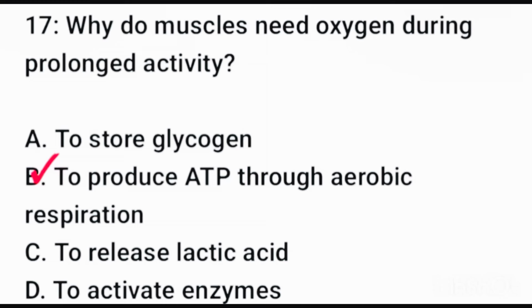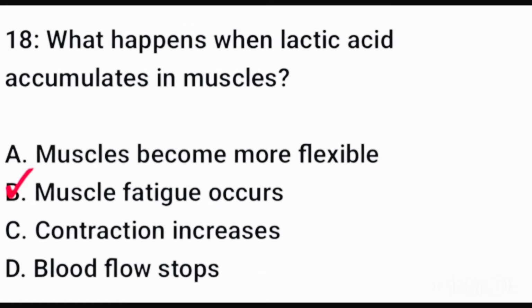Question number 17. Why do muscles need oxygen during prolonged activity? Here correct option is option B, to produce ATP through aerobic respiration. Question number 18. What happens when lactic acid accumulates in muscles? Here right option is option B, muscle fatigue occurs.